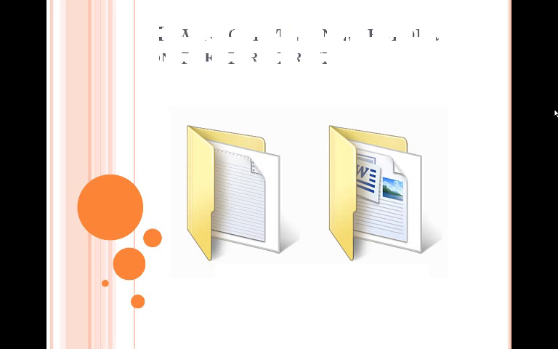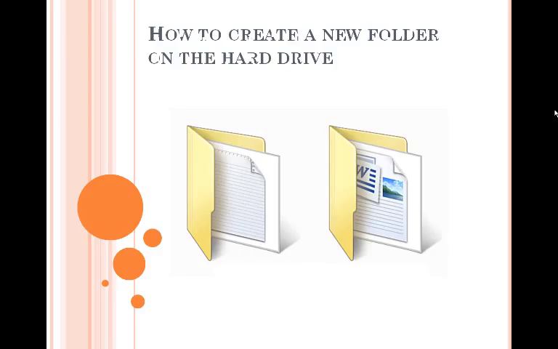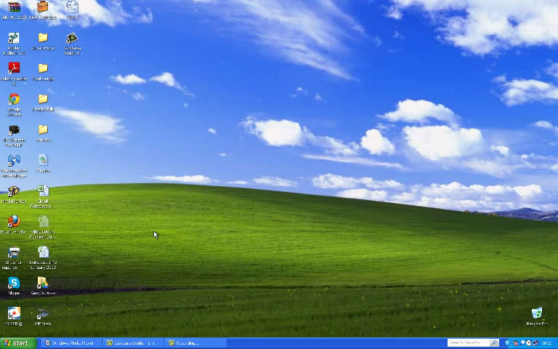In this tutorial, we'll create a new folder on the hard drive, but we'll use a tool called the Windows Explorer to do it. To bring up the Windows Explorer, do the following. From your desktop, click the Start button in the bottom left-hand corner of your screen.